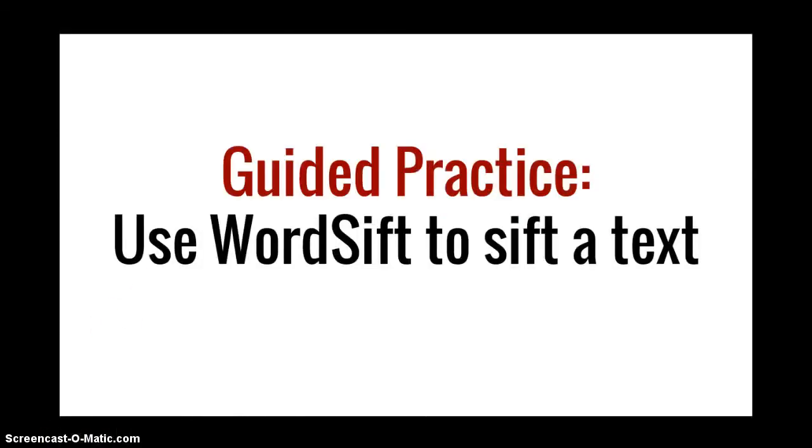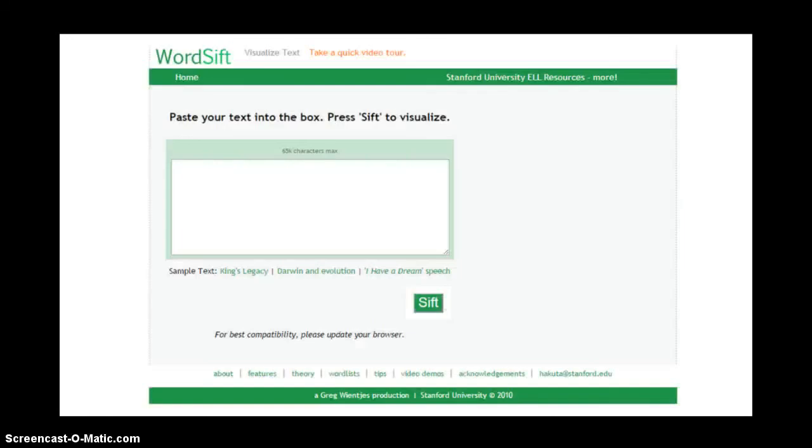So now it's your turn to practice with WordSift. Feel free to pause after each step in this tutorial as you create your own word list using WordSift. The first thing you're going to do is select any piece of text that you want to use, with the one caveat being that it has to be a digital piece of text because you're going to have to copy and paste it into the text box. Once you have identified the piece of text that you'd like to sift to create the word list, you're going to go to wordsift.com and you're going to paste your text into this box.